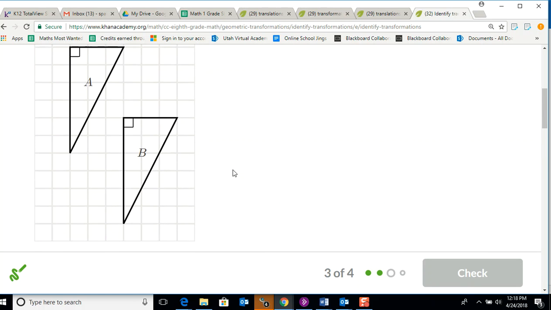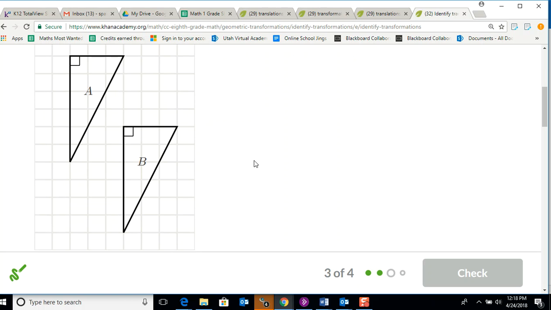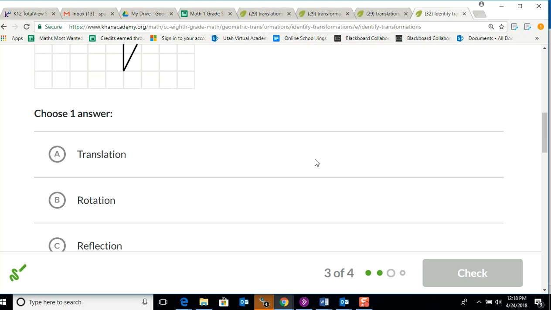Okay, so for this one, we can see that triangle A and triangle B are exactly the same size, so we know it's not a dilation. We also know it's not a reflection. It's not the mirror image. They're facing the same direction. We know it's not a rotation. This would actually be a translation. It looks like if we move each of these points to the right 1, 2, 3, and down 1, 2, 3, 4, that will map one triangle onto the other triangle. So we would call this a translation.